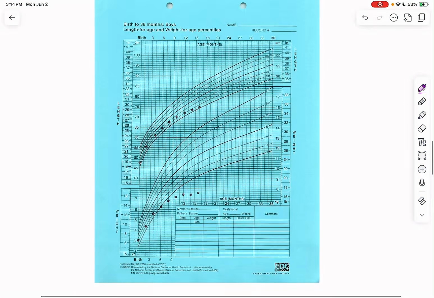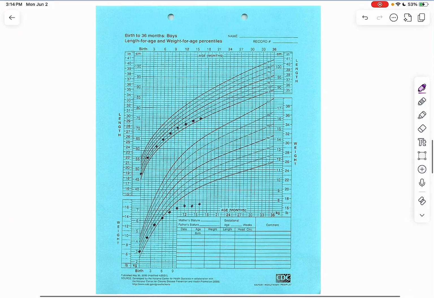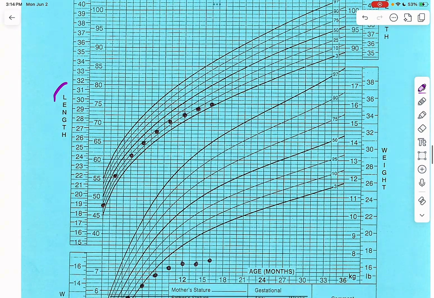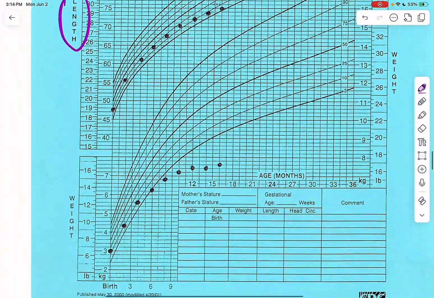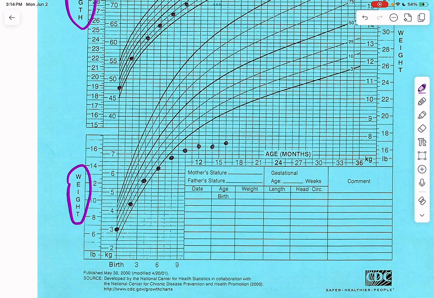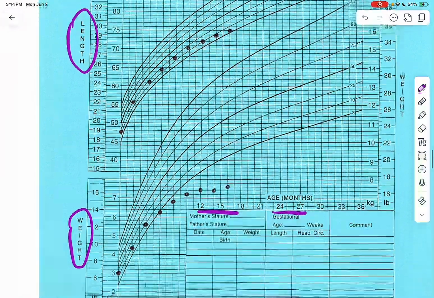I'll now point you to this growth chart here. This is commonly what we see in the chart for kiddos when we're seeing them at the clinic or in the hospital. Typically we have the length of the child at the top, and then we have the weight at the bottom for the child. Again, this is measured over time. As you see, the child's age in months is on the x-axis.